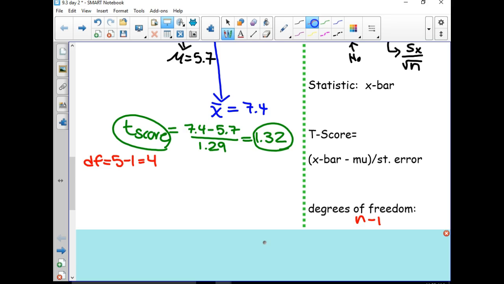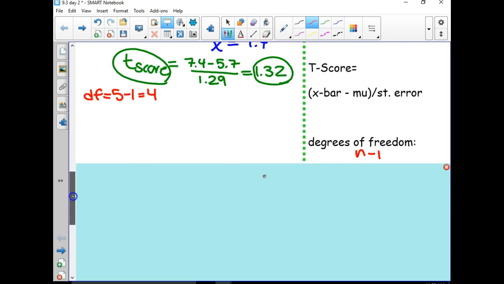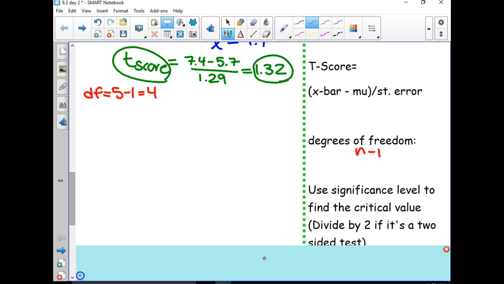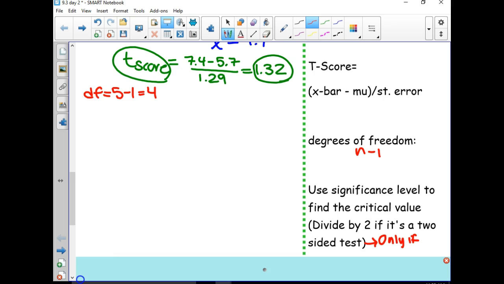And then I need my critical value. And how I get my critical value is not that difficult, but please write down the steps first. We need to use our significance level to find the critical value. And in order to do that, if it's two-sided, so only if it's not equal, we need to divide the alpha by 2, okay? So I'm on a quest right now to find this critical value.